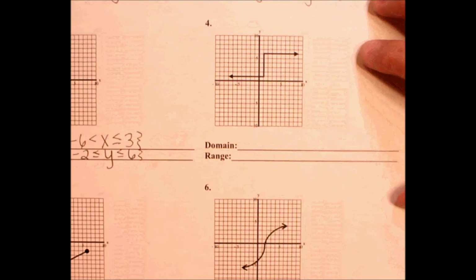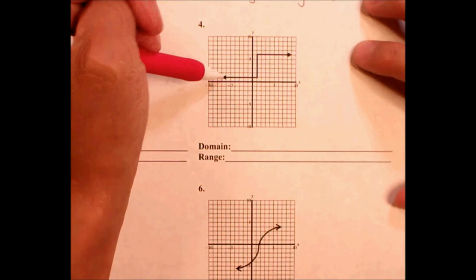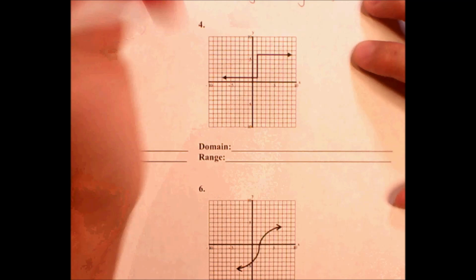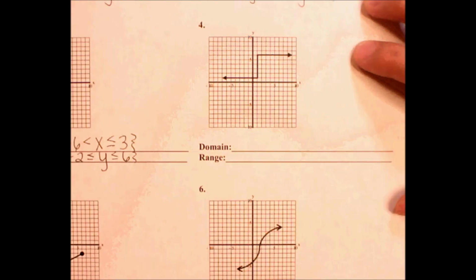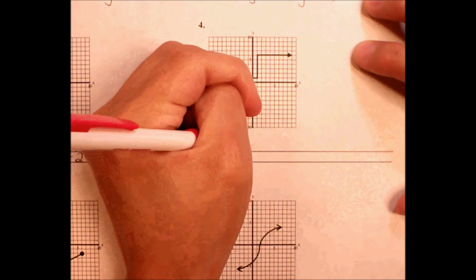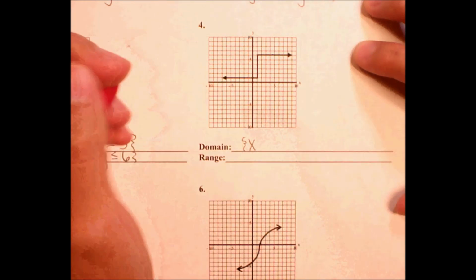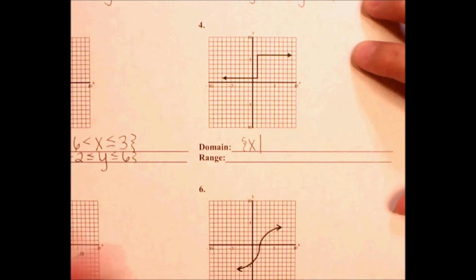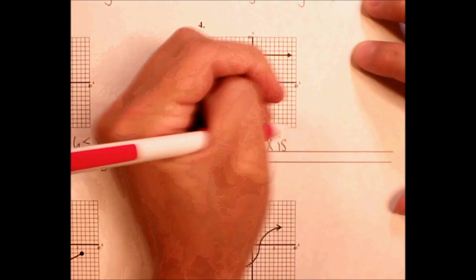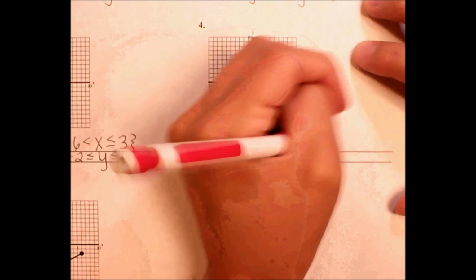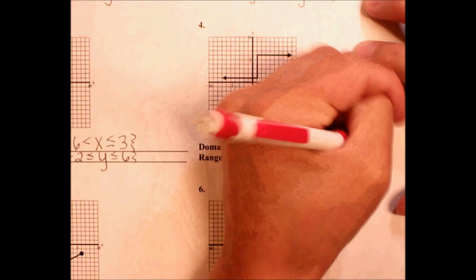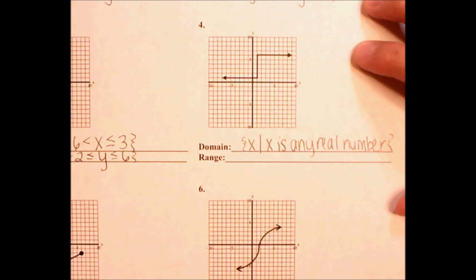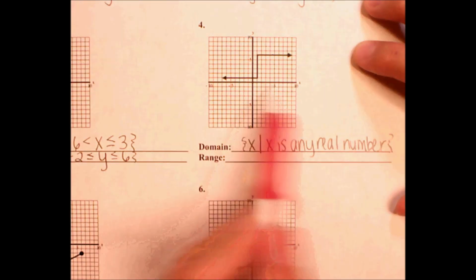On number 4, okay, now this one has an arrow and an arrow here, so there's really no starting point or ending point for this domain. So the domain x such that x is any real number. Close the bracket. So x can be any real number.